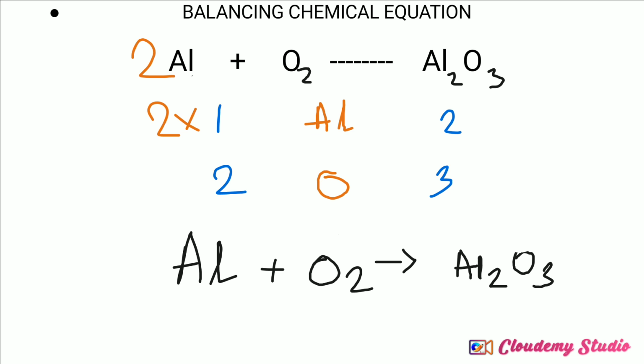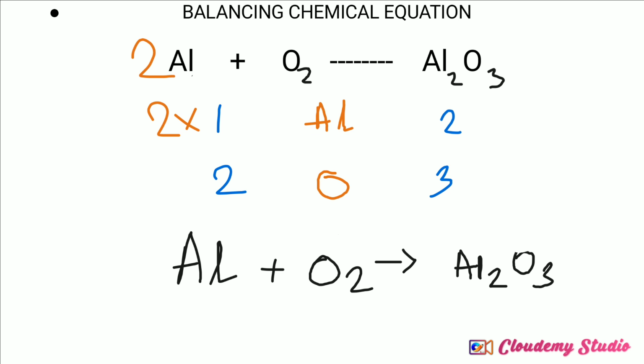Now, oxygen. When we compare the oxygen, the left hand side is 2, that's an even number, but the right hand side is 3, that's an odd number. So in this type of case, the right hand side odd number has to be divided by the left hand side even number. Then we will get a fraction. Using that fraction, we need to multiply this oxygen as a coefficient.